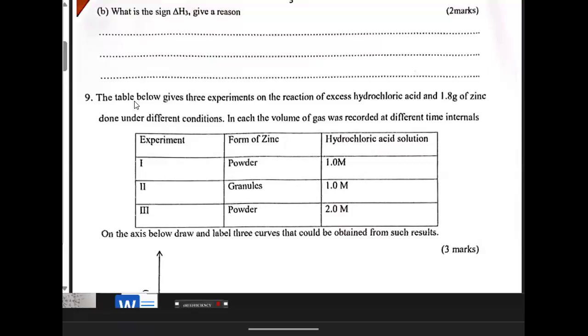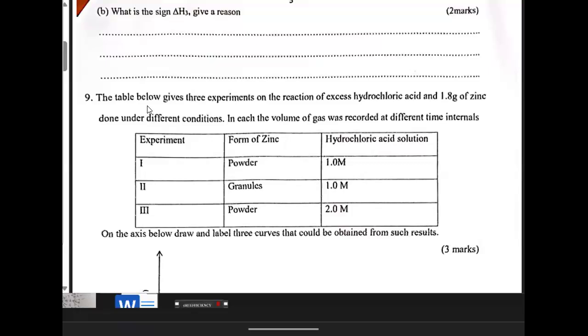What is constant? The mass of the zinc is the same. What is different is the amount, because concentration is the amount. The amount for 1 is 1 molar. For 2, it is 1 molar also, and for 3, it is 2 molar. So the amounts of the acid are different, but the amount of the zinc is the same. Another thing that is different is the surface area or the size of the particles.